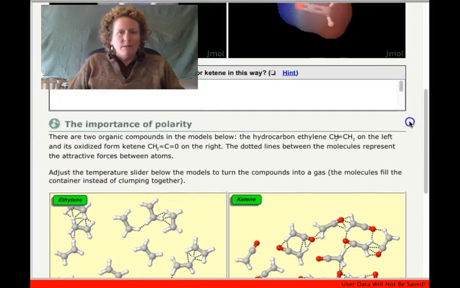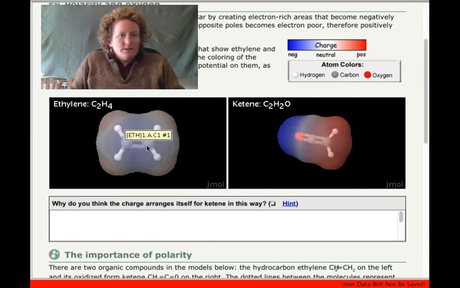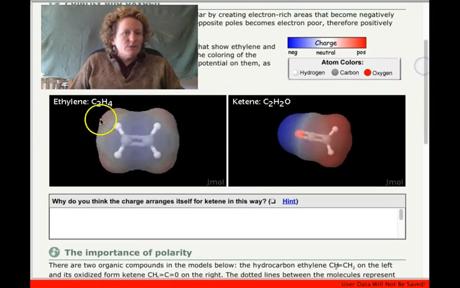Let's go back up and look at these molecules. Ketene with the oxygen is very polar, so the molecules like to stick to each other. The positive ends like to stick to the negative ends of other molecules. You can see that happening below. Ethylene doesn't really care. It doesn't stick to itself as much as ketene. So this requires less energy to separate because it's less sticky to other molecules. This requires more energy to separate because it likes to stick to other molecules.